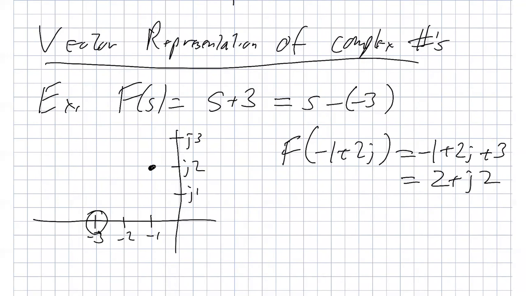which, if you look, is simply this vector. I am going over 2 and I'm going up 2, right? 2 plus 2j. And so this vector is 2 plus 2j. This is in rectangular coordinates. We can also do it in polar coordinates, in terms of magnitude and phase.